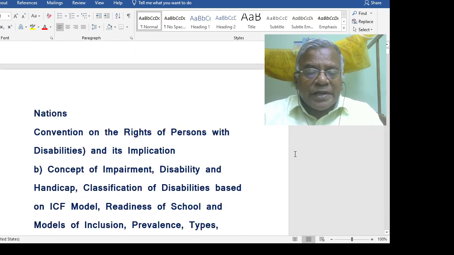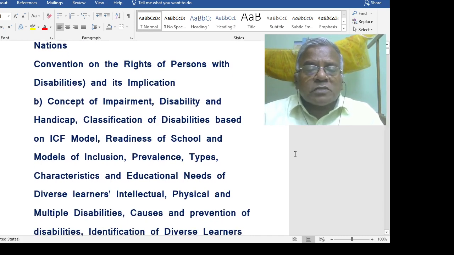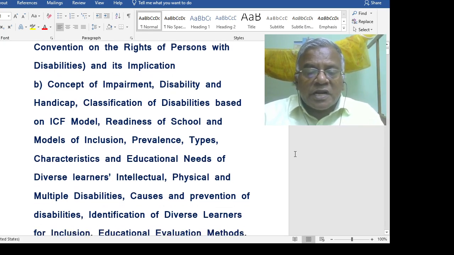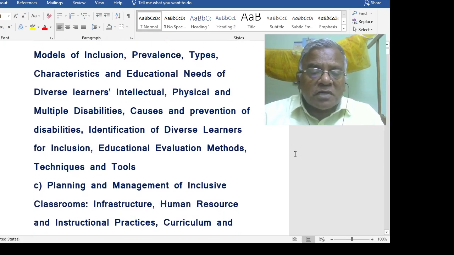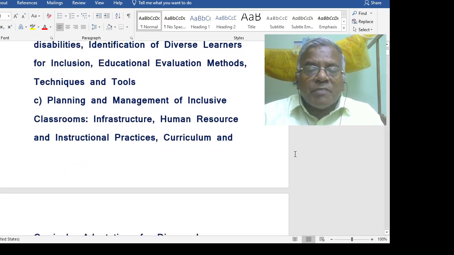This is part A. In part B, we have concept of impairment, disability and handicap, classification of disabilities based on the ICF model, readiness of school and models of inclusion, prevalence, types, characteristics and educational needs of diverse learners, intellectual, physical and multiple disabilities, causes and prevention of disabilities, identification of diverse learners for inclusion, educational evaluation methods, techniques and tools, planning and management of inclusive.